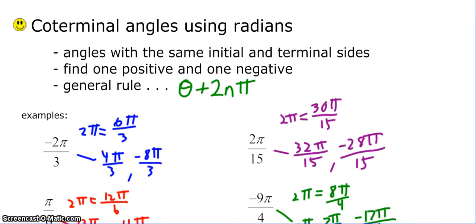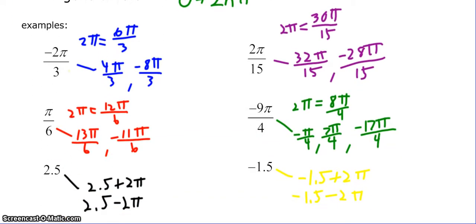Okay, so here for negative 2 pi thirds, the first thing I did was recognize that 2 pi is 6 pi thirds when I'm dealing in terms of thirds. So I added 6 pi thirds and I get 4 pi thirds, and I subtracted 6 pi thirds and I get negative 8 pi thirds. I can continue to add and subtract 6 pi thirds to get other coterminal angles. I'm trying to make this as easy on myself as possible, so these were the simplest positive and negative coterminal angles to find.